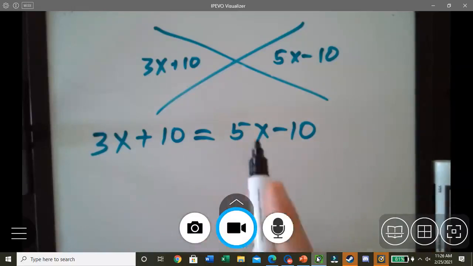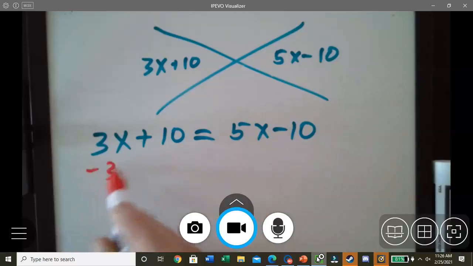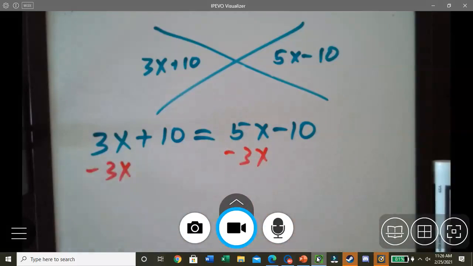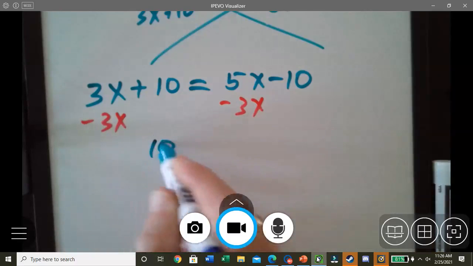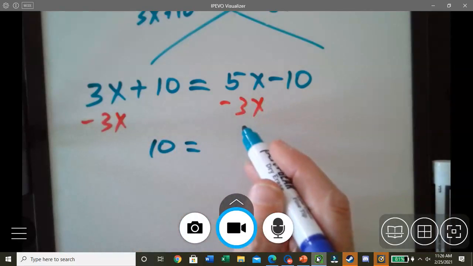You want to get the x's together first, because then you don't have to mess with negative x. So we want to combine like terms. In this case, I would recommend combining the x's and keeping the x positive. So I would apply negative 3x to both sides. That gives you 10 equals 5x minus 3x, which is what?